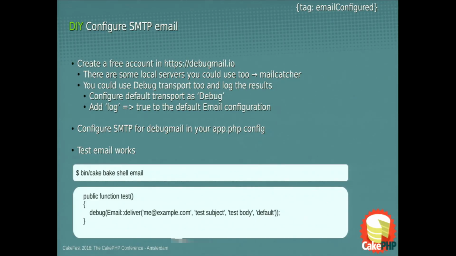So we're gonna do 3 things. Register in debugmail.io, that is optional. You can do it or not. Then we're gonna configure SMTP for your email transport. And the third thing is we're gonna bake a new shell and add a test send method to send a test email to one specific address. Okay? 3 things. I'll leave you 2 minutes, okay? And then I will continue.